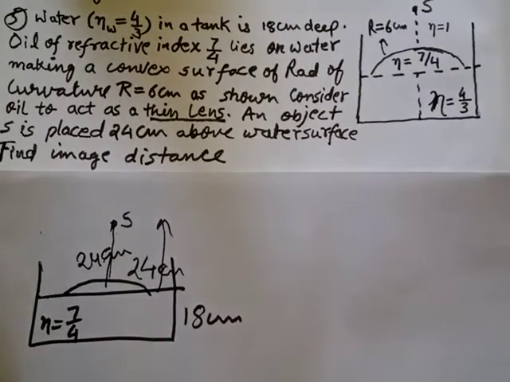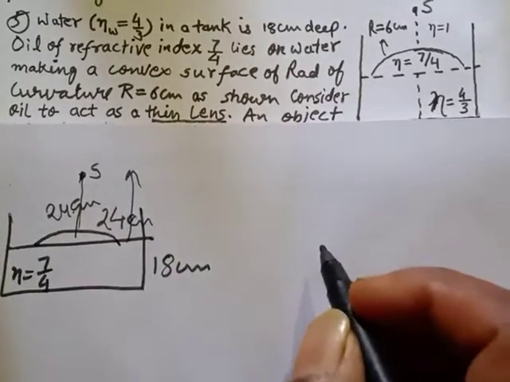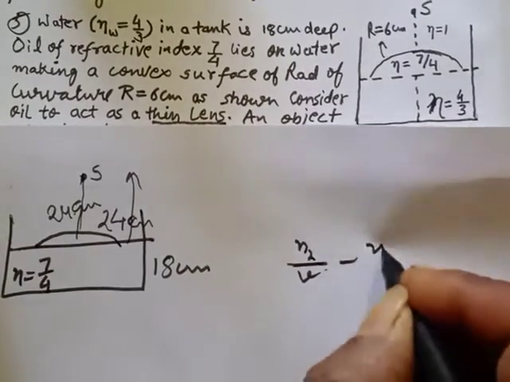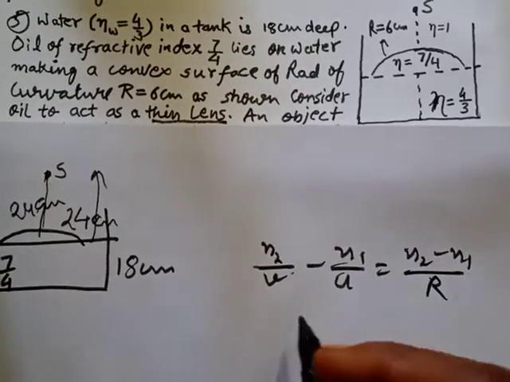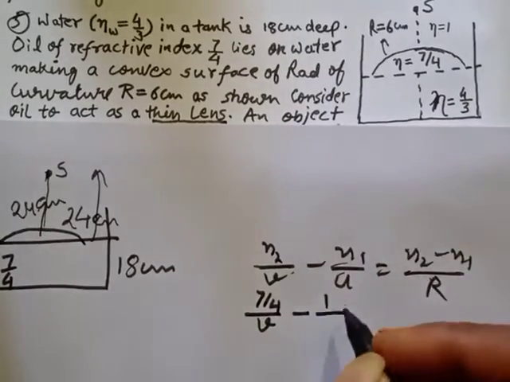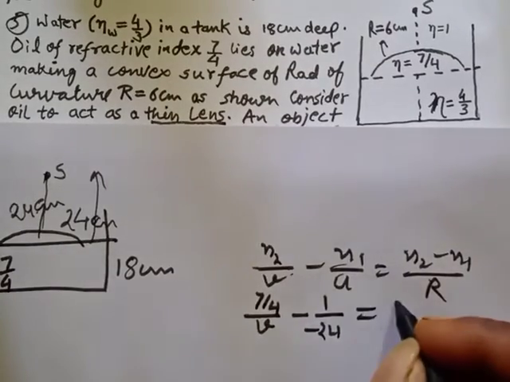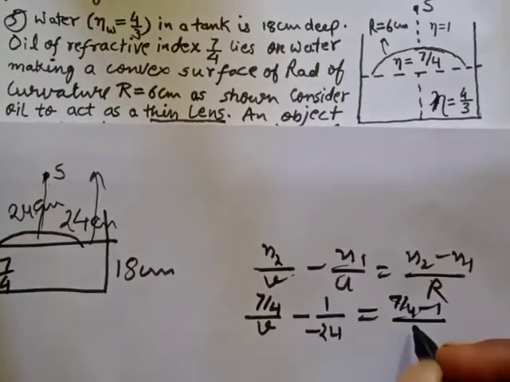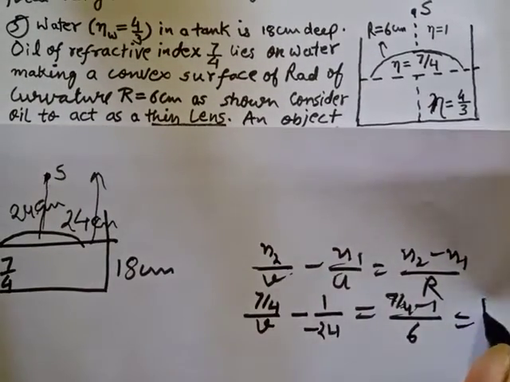So that was really tricky information, and they are trying to misguide. So okay, now we will move on. So that relation, eta 2 by v minus eta 1 by u is equal to eta 2 minus eta 1 by r. We can apply this, and eta 2 is 7 by 4, v we don't know, eta 1 is 1, that medium is air, upon u 24 negative, of course, eta 2 7 by 4 minus 1 upon r is 6. So this will be 3 by 4, that is 3 by 24, that is 1 by 8.